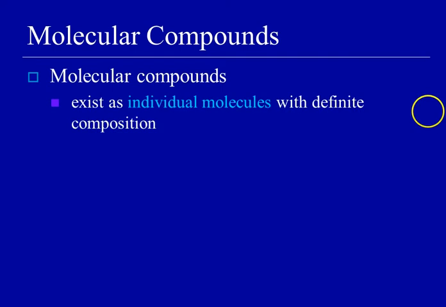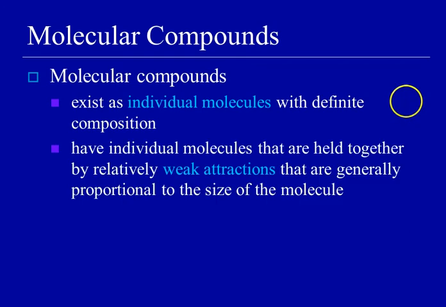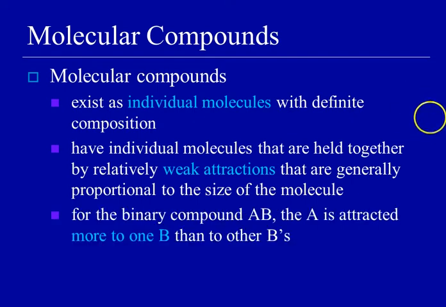Here's how we describe molecular compounds. They exist as individual molecules. So when we describe a molecule, we are specifically describing a molecular compound. They have a definite composition. They are held together by relatively weak attractions proportional to the size of the molecule. I'm going to show you a picture in a minute. This will make a little more sense.